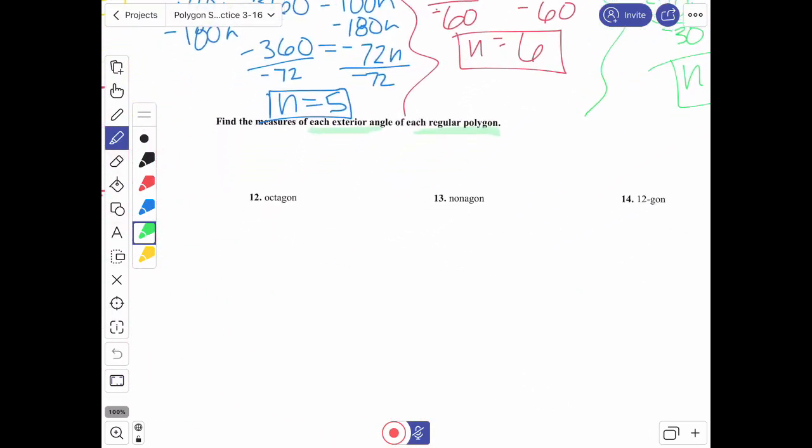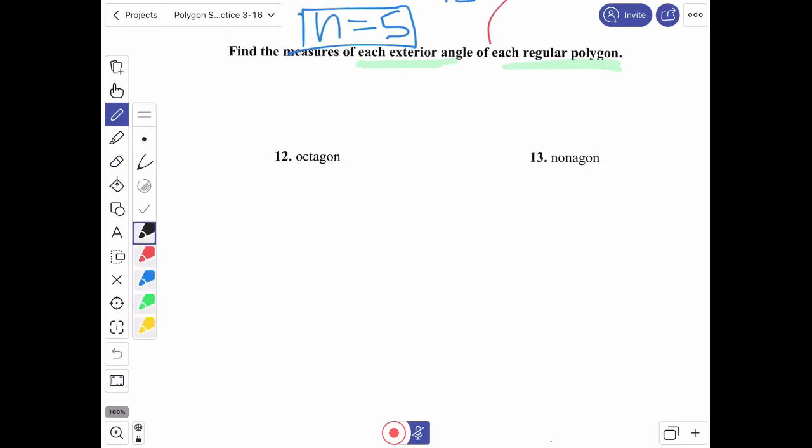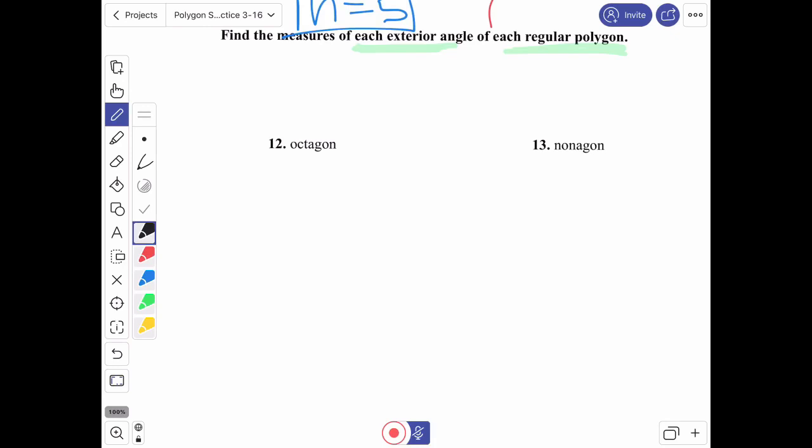Going down to number 12, an octagon is an 8-sided shape, so n would equal 8. So I'm just going to have 360 divided by 8, and I get 45 degrees. So if I took a regular octagon, that means all the exterior angles are going to be 45 degrees each.